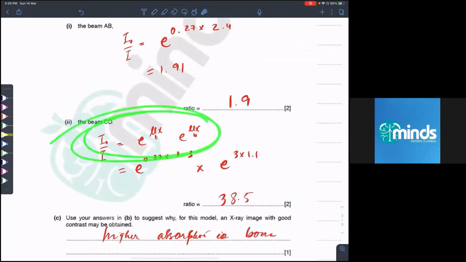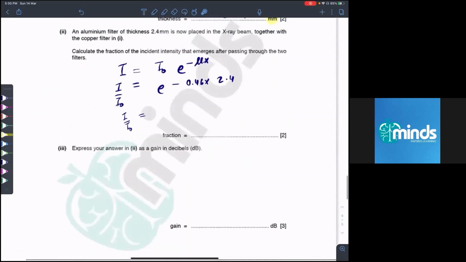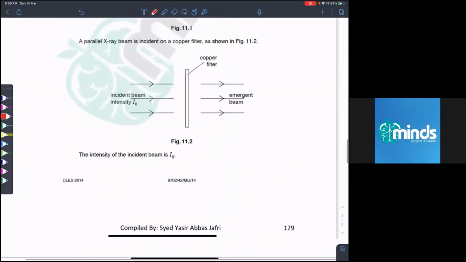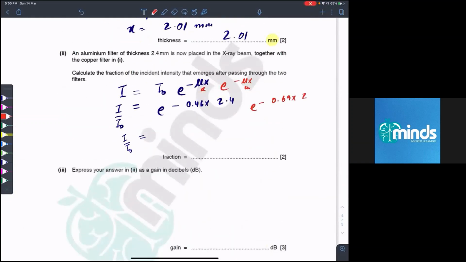This one. Yes, sir. Okay, so let me explain both the methods. You will have multiple ways to solve it. If I add e raised to minus mu x, this one is for aluminum and this one is for copper. So you can say minus mu for copper was 0.69 and x we have calculated to be 0.01. If I solve this value, we will be getting 0.083. This answer is correct, 0.083.